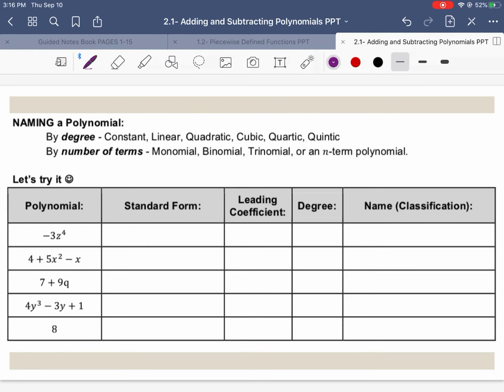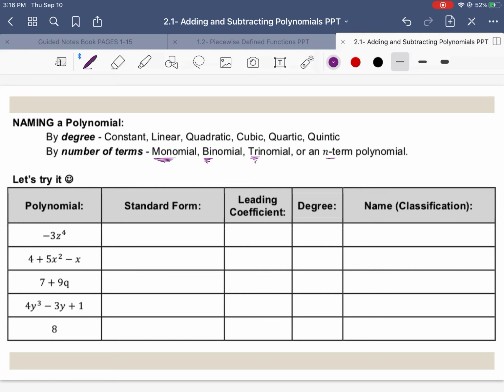One more thing before we jump into the table. We talked about we classify polynomials by the number of terms. It's either monomial, binomial, or trinomial. Or if there's a lot of terms, then we just say n terms. So if there's 10 terms, we'd say a 10-term polynomial.